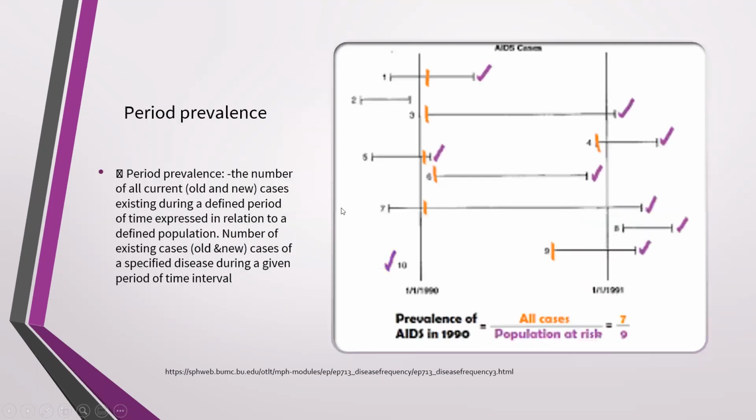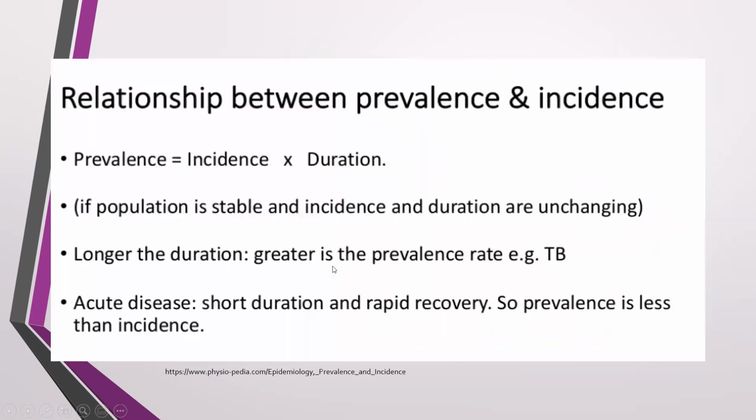For the period prevalence, we are considering the time period between two time intervals, for example, between June 2020 to December 2020. All these orange cases represent all the new and old cases between this specified timeline. All seven cases out of the population at risk of 9 are the cases that have occurred. So it would be 7 out of 9, and that would give us the period prevalence.